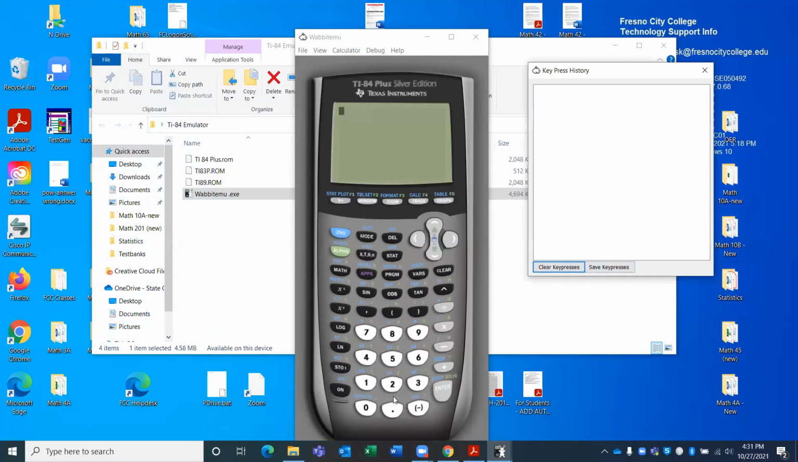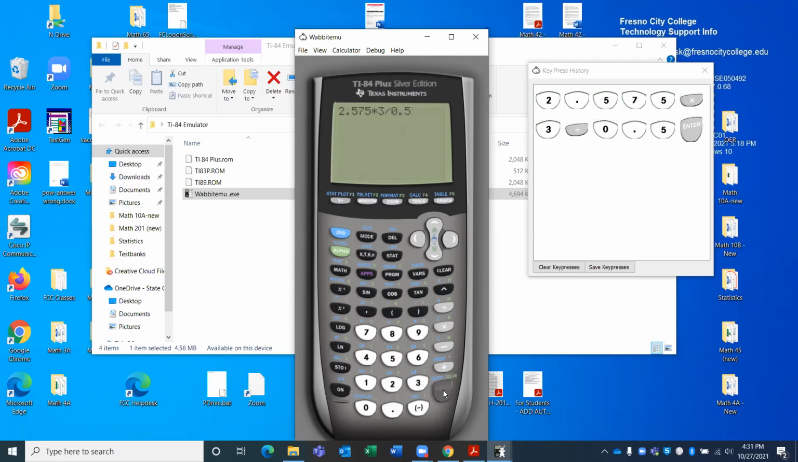What do you do? So what I was saying is you go 2.575 times 3 divided by 0.5 and then hit enter. Watch, I'm going to hit enter. Boom. You got that answer. And then I'm going to hit the X squared button. It's over on the left, right above the log. See what it does? It automatically grabs the last answer, the entire answer, and squares it, and then just hit enter. And there it is. 238.7, blah, blah, blah, rounds up to 239.